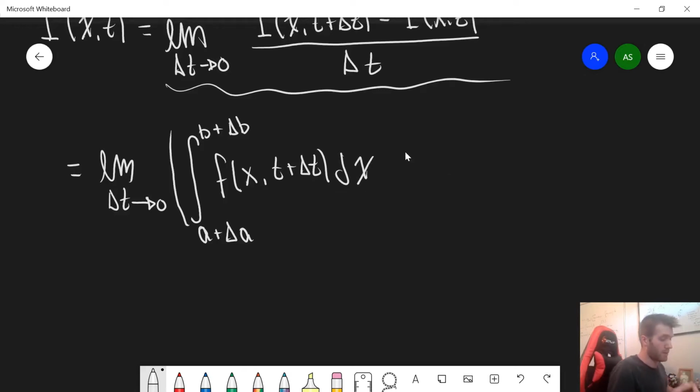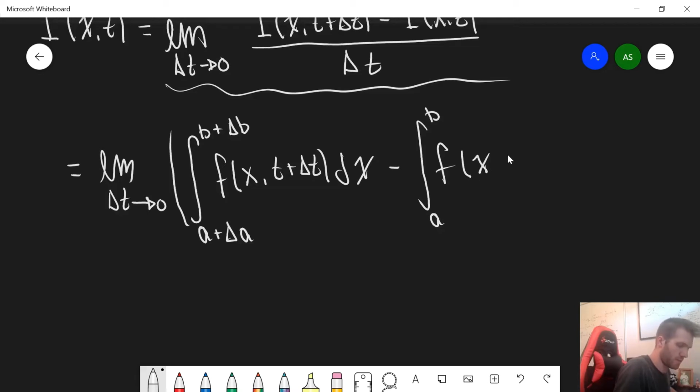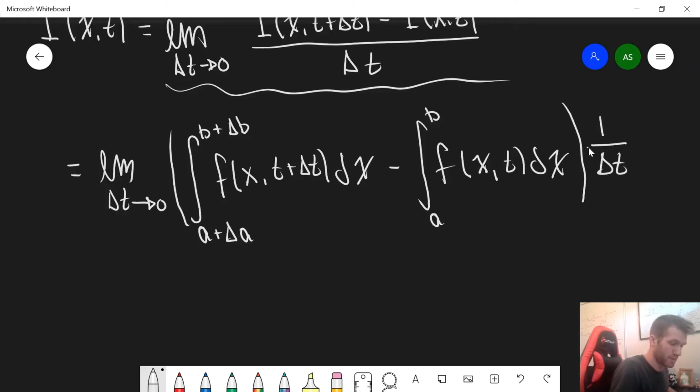And we are going to be subtracting from our a to b boundaries. So we're going to have a and b, and that is nothing but our function of x and t with respect to x. And just as a reminder, we're also including 1 over delta t here. That's what we're going to be multiplying. We're just factoring that out for now to make this look a little bit neater. So we're going to apply the linearity rules of integration with respect to our boundaries here.